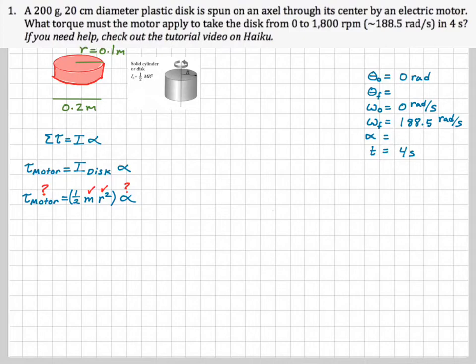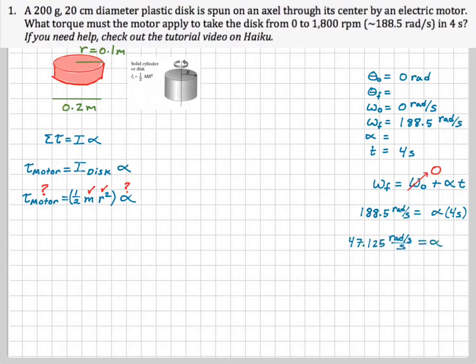So then we have our variables listed, so now we just need to pick our equation, and we'll pick omega final equals omega initial plus alpha t, so that alpha is our only unknown, because that's what we want to find, so that we will then be able to solve for our torque. And we can plug in our values and solve for alpha to be 47.125 radians per second squared.